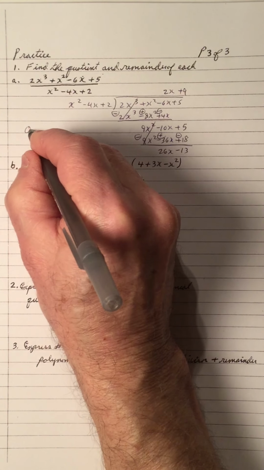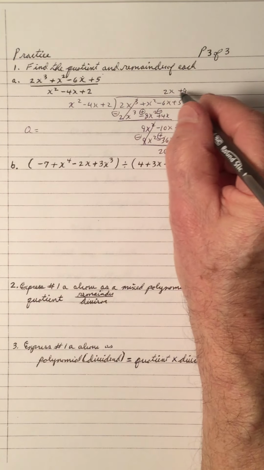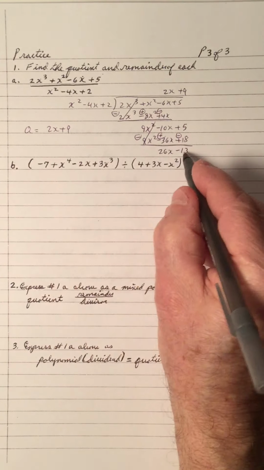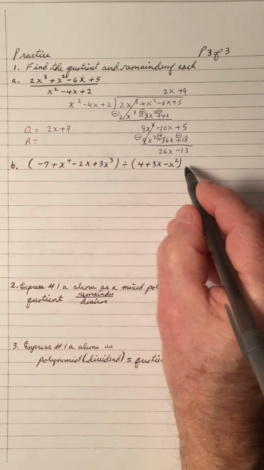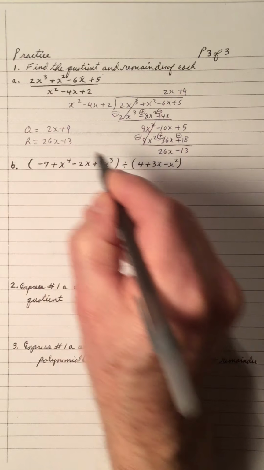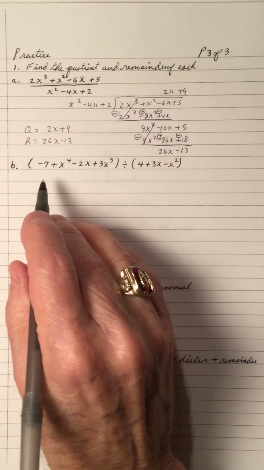And again, your quotient is 2x plus 9. The remainder is 26x minus 13. Done. Let's do this one.